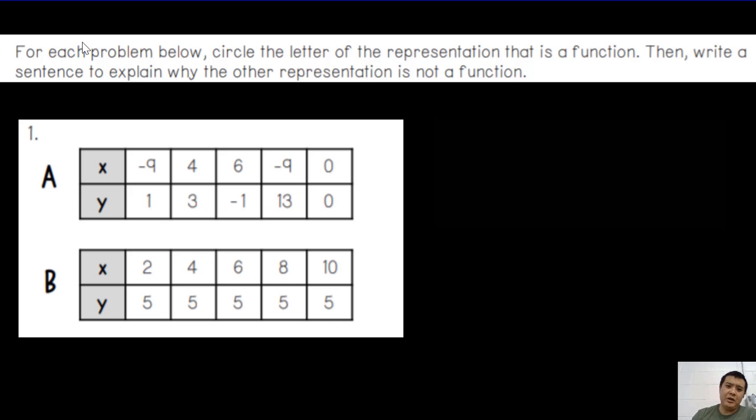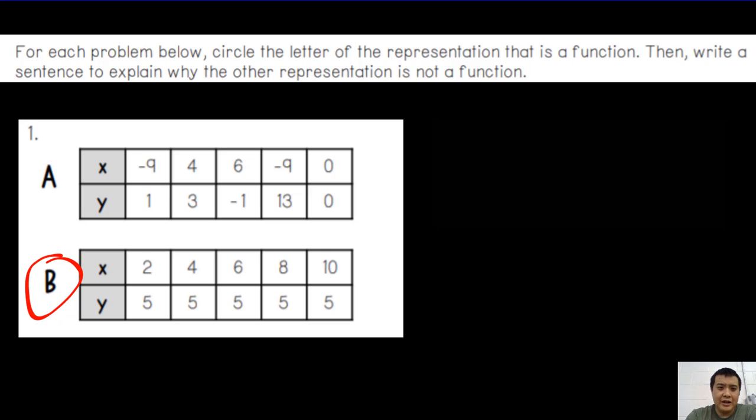It says, for each problem below, circle the letter of the representation that is a function. Then write a sentence to explain why the other representation is not a function. So remember that x is our input, so for every input, there has to be one output. Right here, 2 gives us 5, 4 gives us 5, 6 gives us 5, 8 gives us 5, 10 gives us 5. So this is going to be our function.